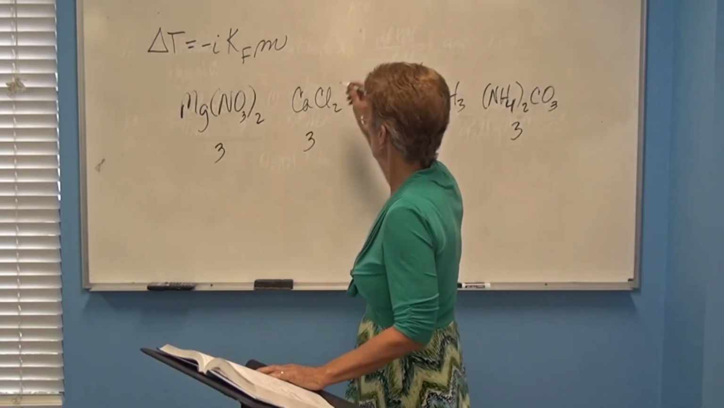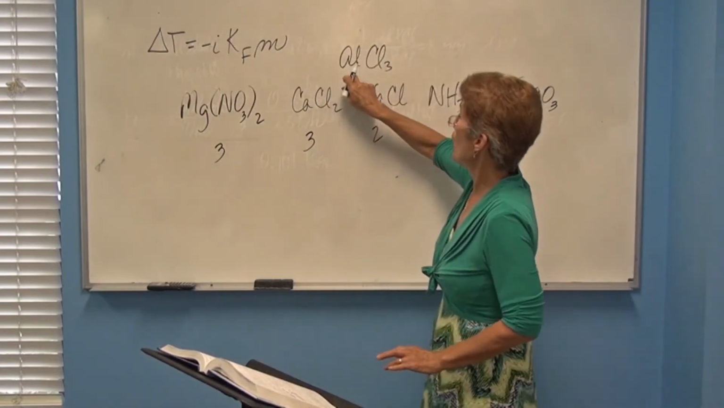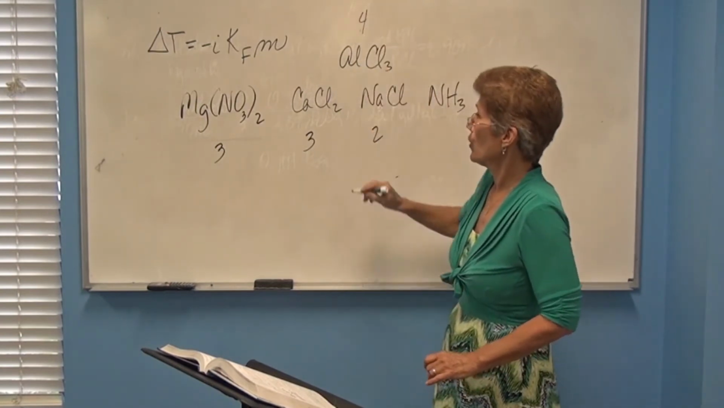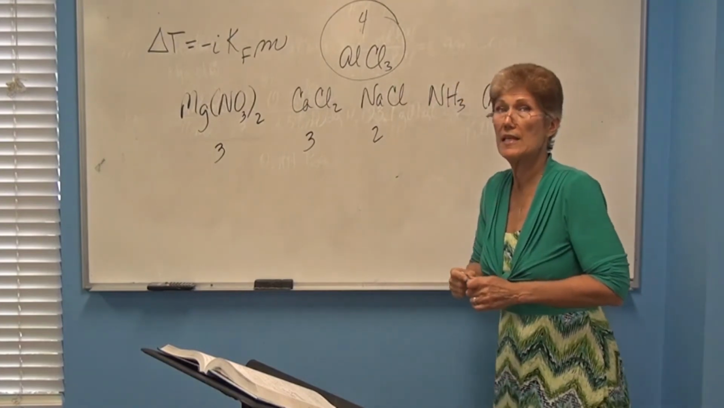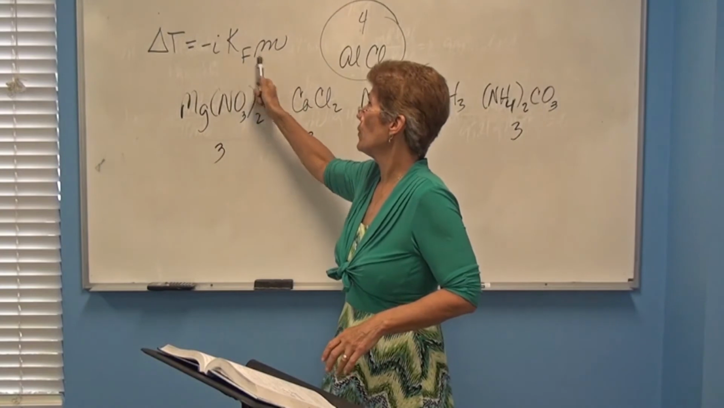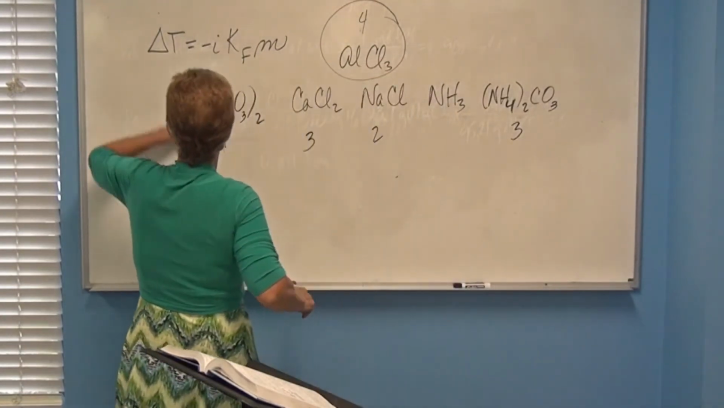Aluminum chloride, this one's made up of 1, 2, 3, 4. There's three of these and one of these, that's 4. So this one is going to be the one that will depress the freezing point the most, because when you put 4 into here with the other stuff, then that's going to drive it down the farthest.